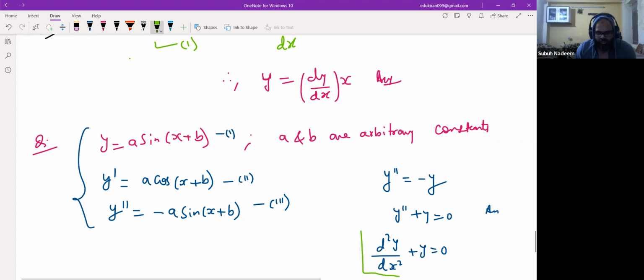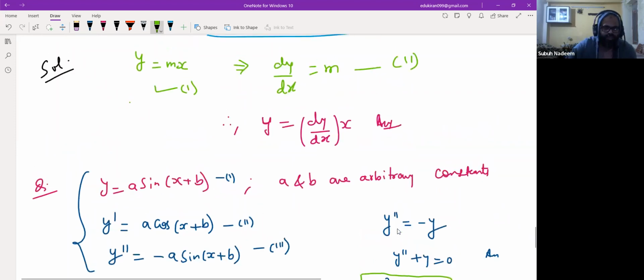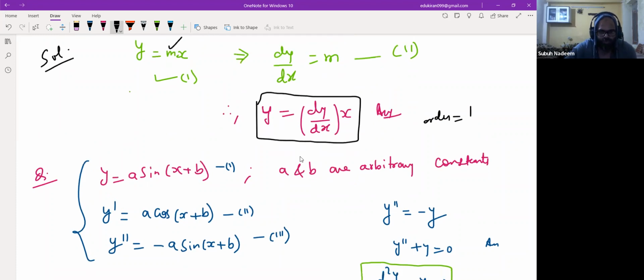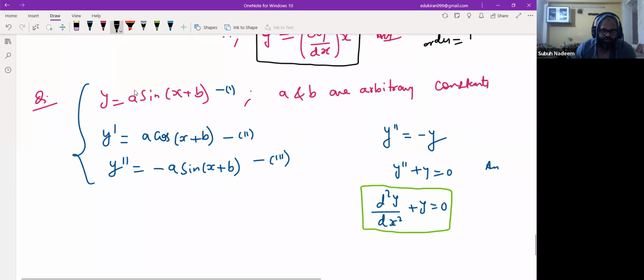So this is the second order derivative. What happens is that the earlier one has order 1. Why does it have order 1? Because there was only one arbitrary constant. Here we have two arbitrary constants, a and b, and you have to get rid of both. That is why here we have order 2. So always you will see that the order of the differential equation will be the same as the number of arbitrary constants. Have you written it? Yes, sir. Okay.